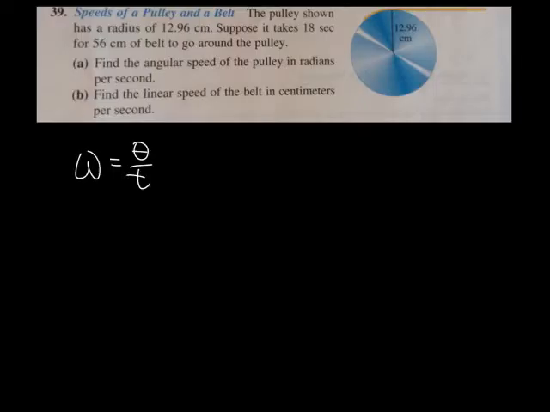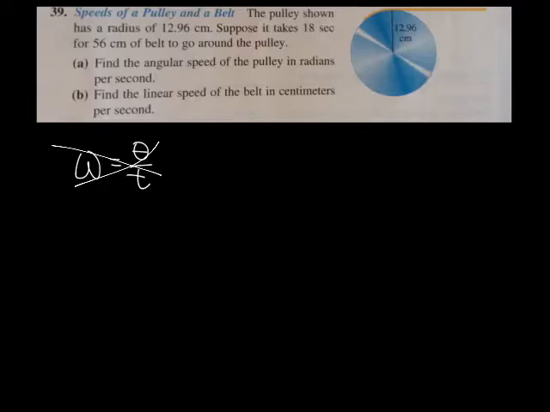So here is angular velocity, angular speed. Omega equals theta over t. The problem is we know nothing about theta. It doesn't give us anything about an angle in any way whatsoever. So we can't use this formula because we haven't gotten anything.